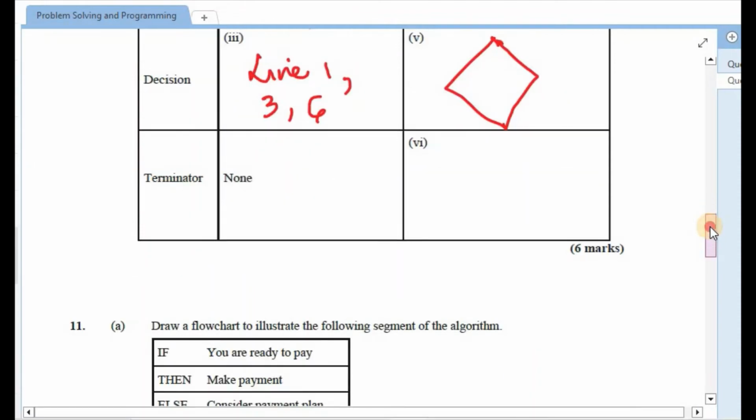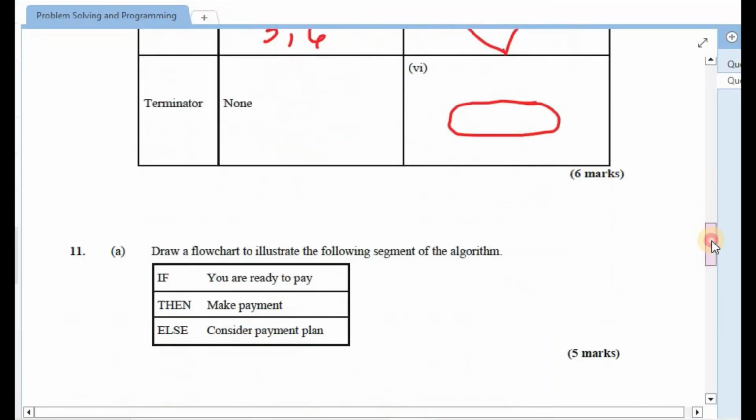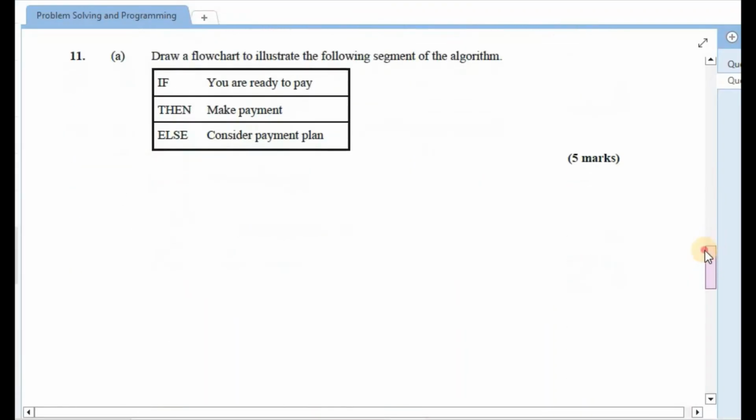All right. Last one is a terminator, which would have been a start or a stop. There is no evidence of it in the code above, but they asked us for the symbol, which is represented by an oval. All right, 6 marks would have been allotted for that question.